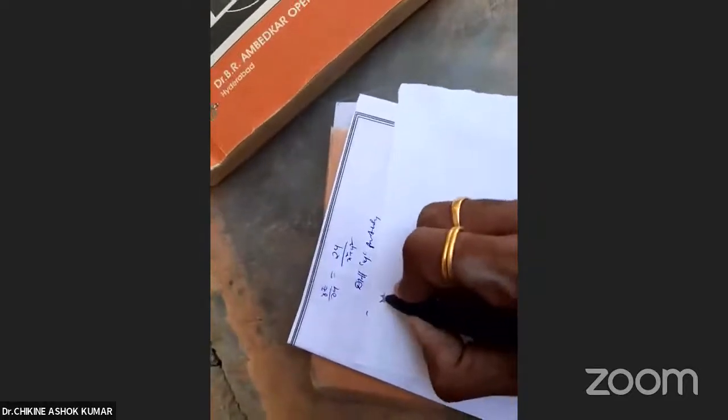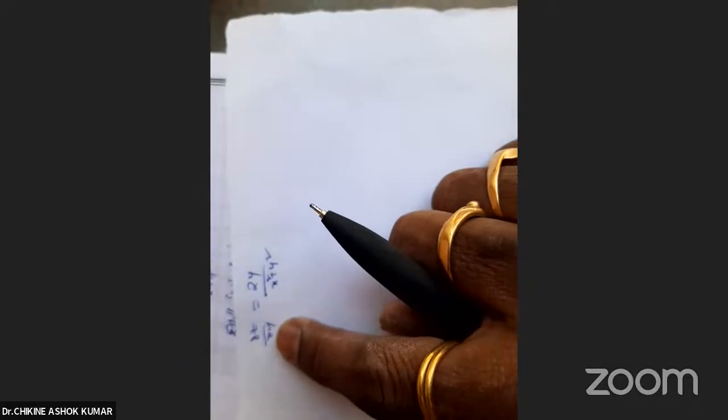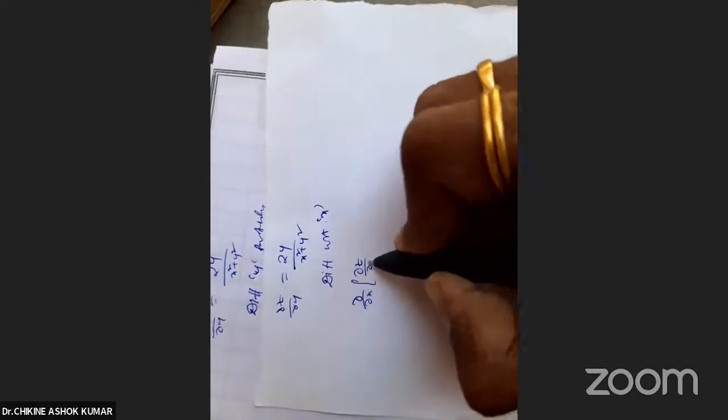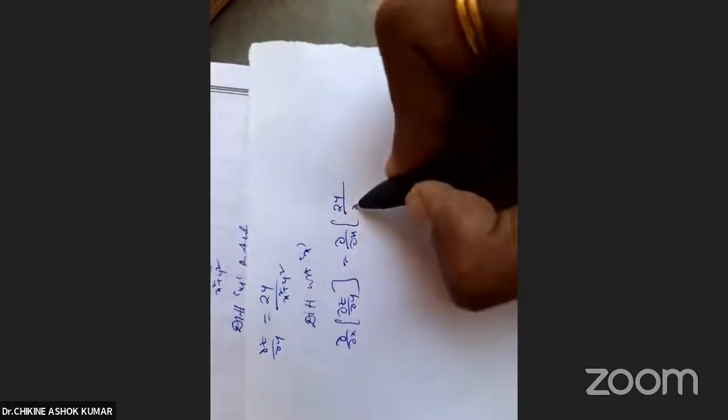Is it clear? Next, one more. We have dou z by dou y is 2y by x square plus y square, which I just got. For this equation, the first time I took differentiation with respect to y, now I am going to differentiate with respect to x. So it will become dou by dou x into dou z by dou y, first y, next x. So it will become dou by dou x of 2y by x square plus y square. This is the dou z by dou y value.